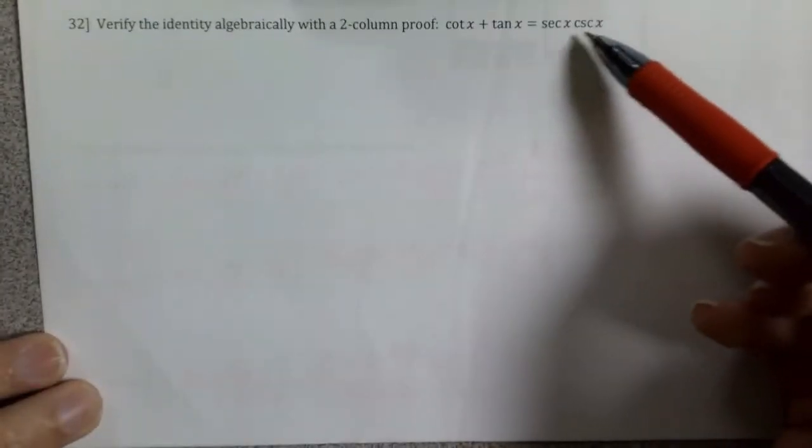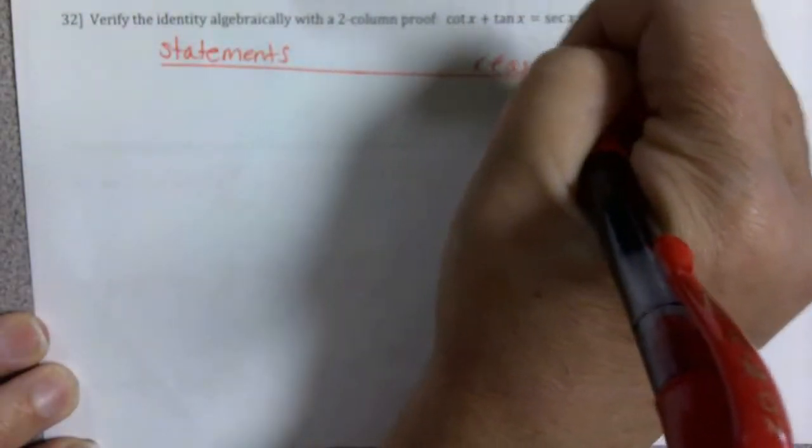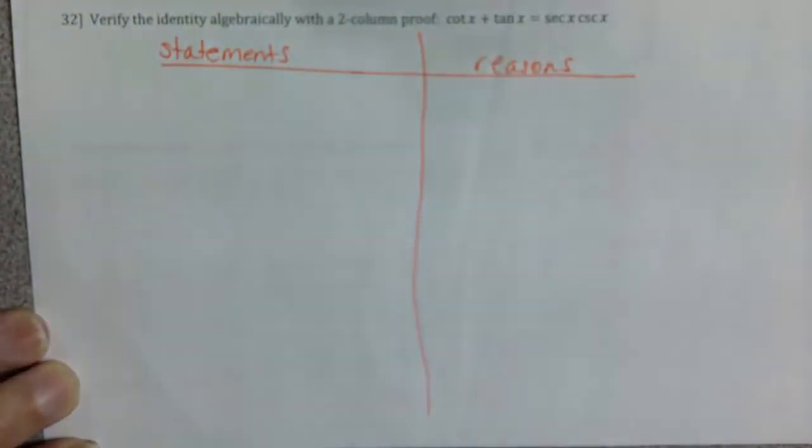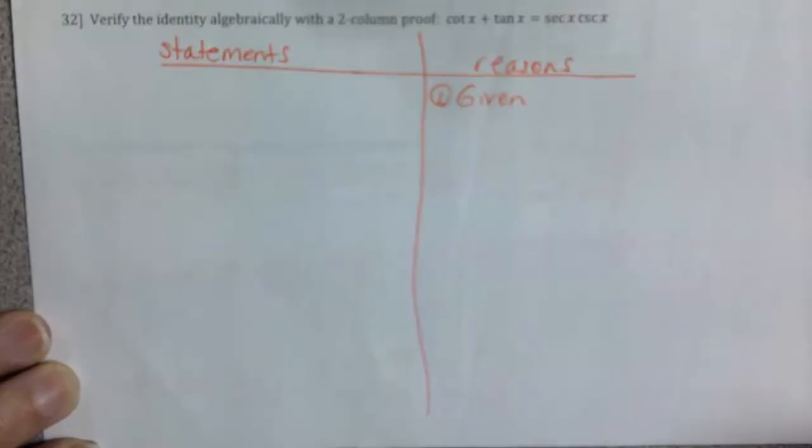We want to verify the identity cotangent of x plus tangent of x equals secant of x times cosecant of x using a two-column proof. So on one side we need statements, on the other side reasons, and our first reason is always given.